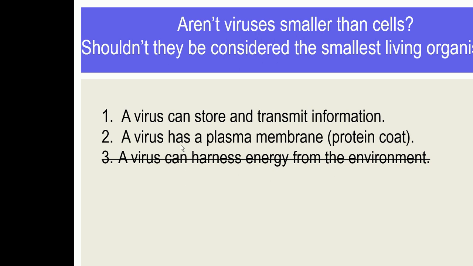Now we need to talk about viruses. You know that right now COVID-19, which is a coronavirus, is a virus. Viruses are a borderline between living and non-living organisms. They're not completely living organisms. These viruses can store and transmit information, which means they have genetic material in them. They are covered by a protein coat, so they have a membrane.